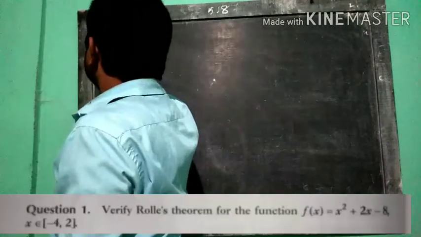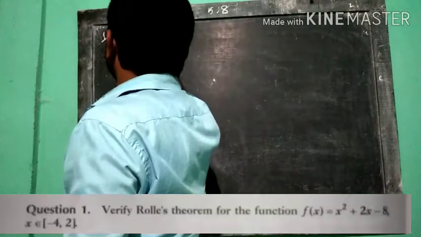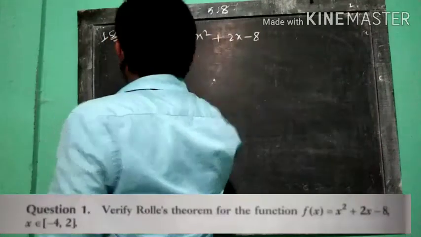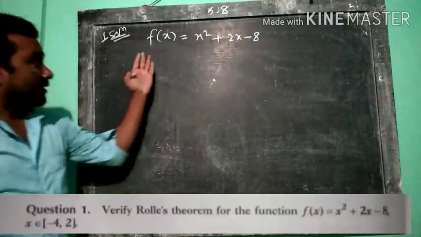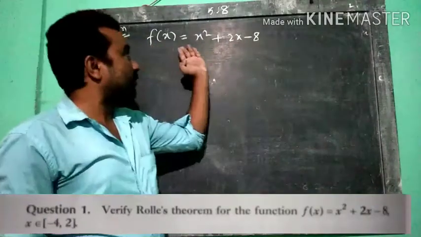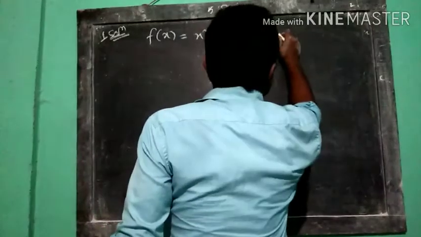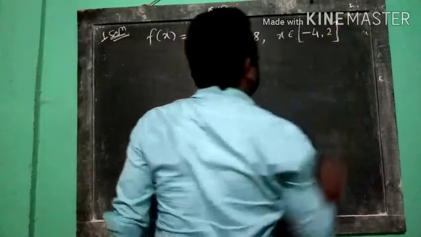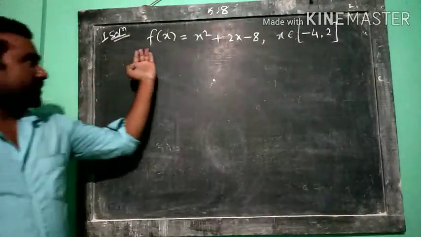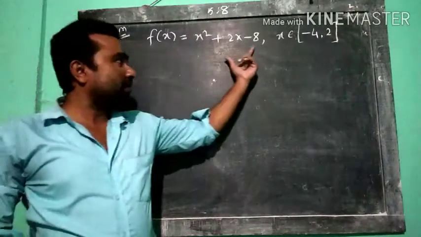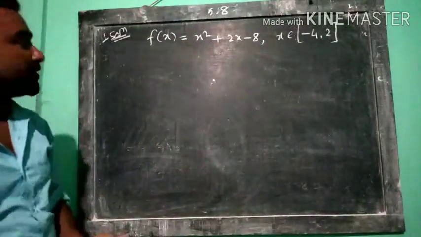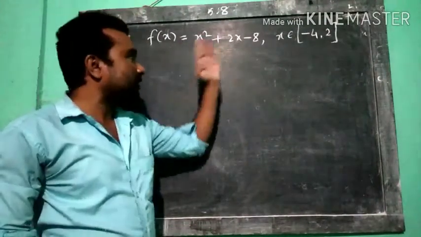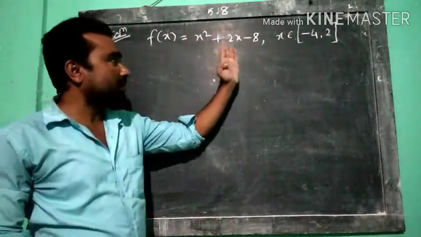So first, let's try to verify with the given function f(x) equals x squared plus 2x minus 8. What type of function is it? It is a polynomial function. The interval is also given, where x belongs to the open interval (minus 4, 2). We know that every polynomial function is continuous as well as differentiable. So since it is a polynomial function, it is continuous as well as differentiable.